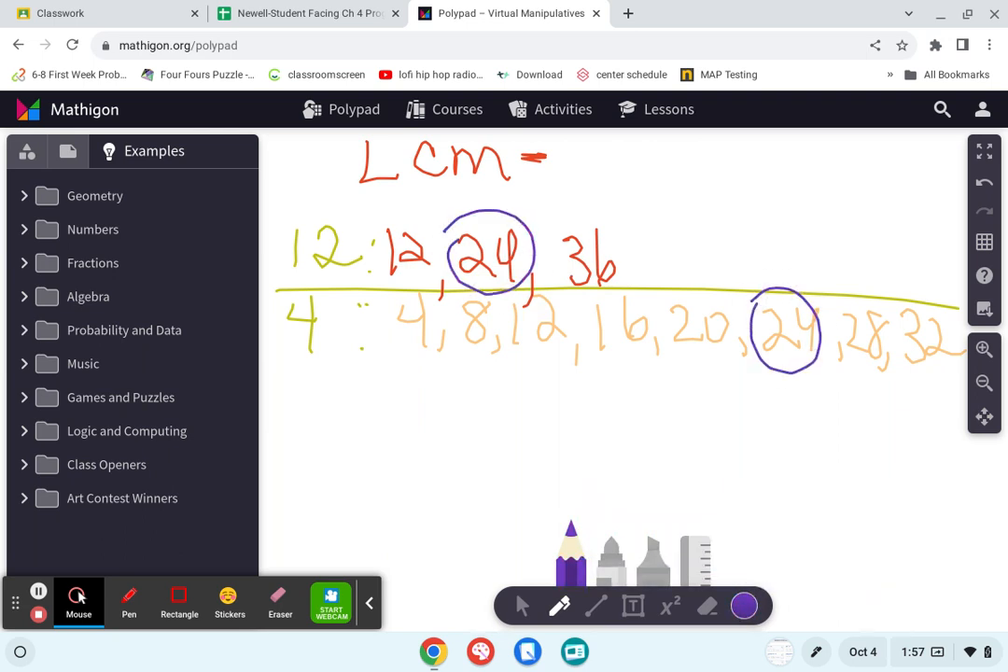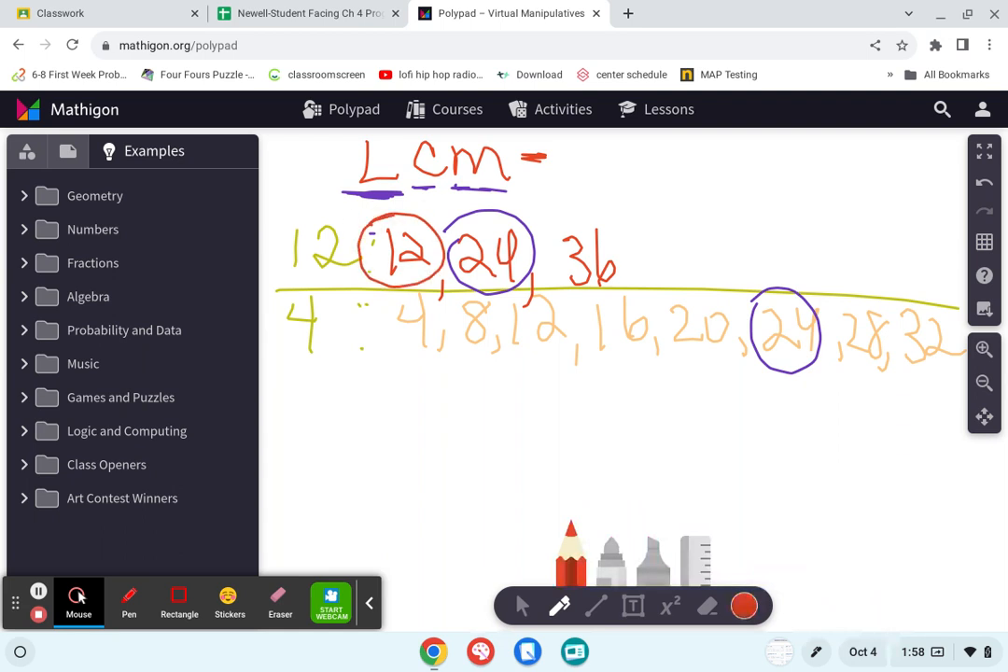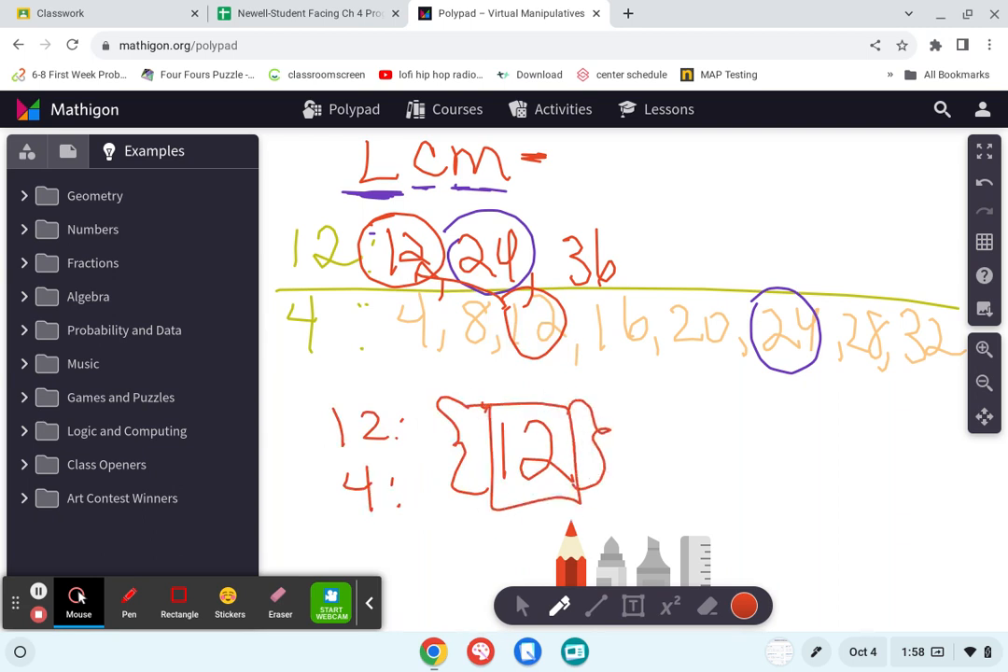Okay, so I found two common multiples, but the problem asks for the least common multiple. So that's going to be the lowest number. Now, when I look over here for 12s, the lowest number is actually 12. And when I look down here at the fours, it also has a 12. So my least common multiple between 12 and 4 is 12.